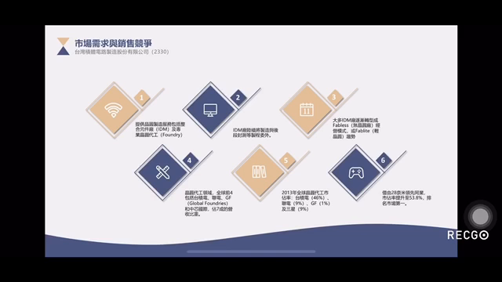TSMC is the largest in the world. According to Gartner's 2014 Global Wafer Foundry market statistics announced by the market research agency, TSMC led the industry by 28 nanometers and its market share increased to 53.8%, ranking first in the market.